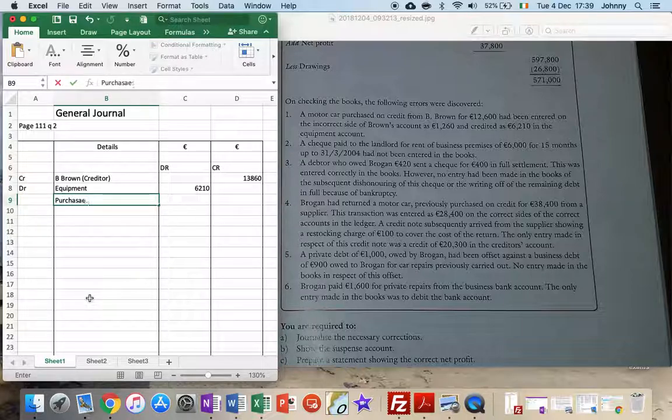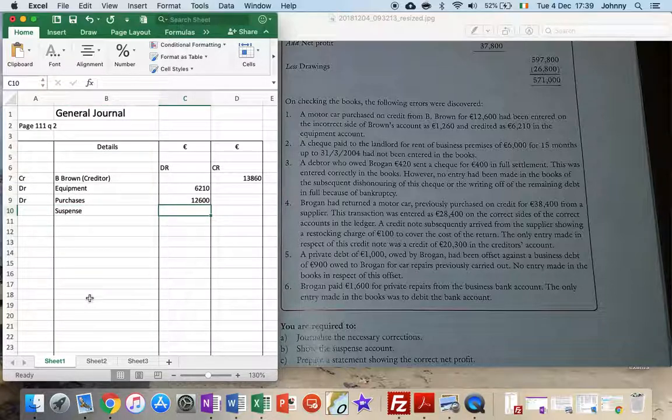So we put it into the purchases account, taking it out of the equipment account. This purchases is an expense account, so I have more expense, so I have a debit entry in the purchases account of 12,600, which is the actual amount of the transaction. So I ask myself now, do I need a suspense? I do have a different amount of debits and credits, so I will need a suspense.